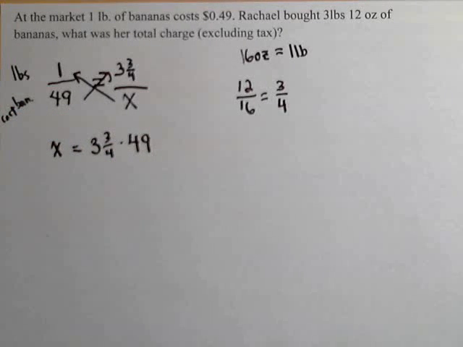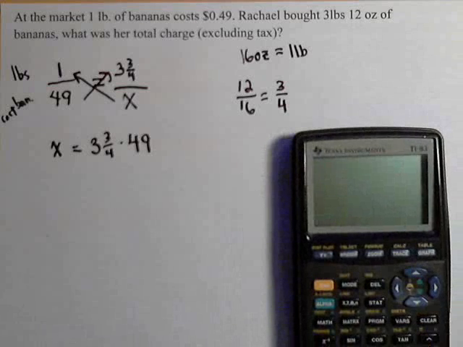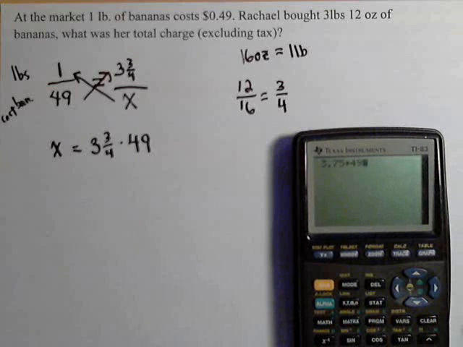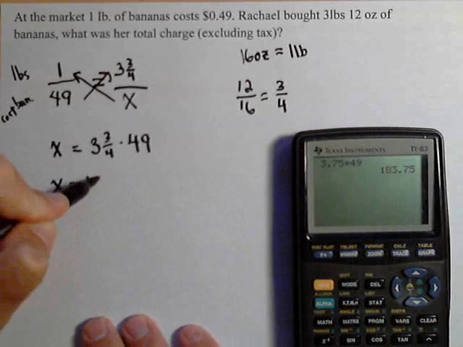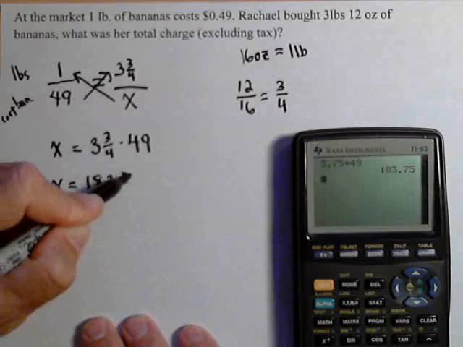Now we need to go ahead and solve this. Use our calculator. I'm going to go ahead and use 3.75 times 49. And there's our total cost. So X equals 183.75.